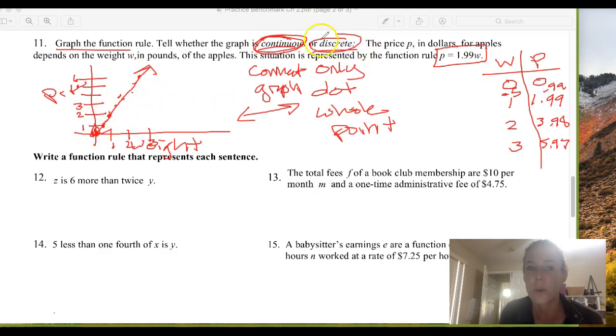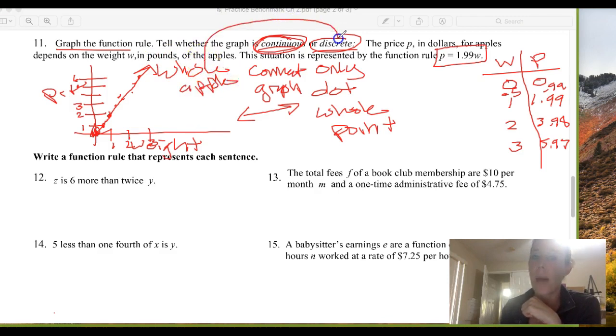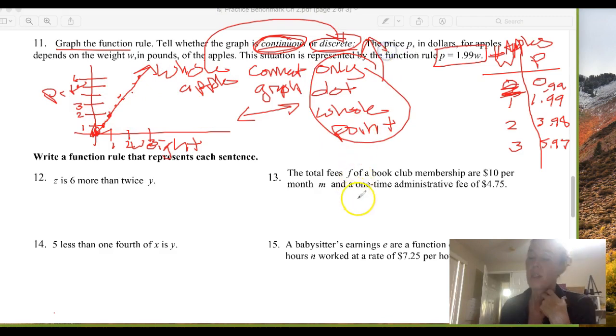Now, how do you know if it's discrete? Instead of saying the price in dollars for apples depends on the weight in pounds, what if I said the price in dollars for apples depends on the number of apples? Only whole apples, okay? If I could only do whole apples, I would be discrete. The reason would be because here wouldn't be weight, it would be number of apples. I'm not going to buy half an apple because once they cut open an apple, it gets gross. So you're only going to buy whole number pieces. If you only bought whole number pieces, then you would only have dots on your graph, and that would be discrete.